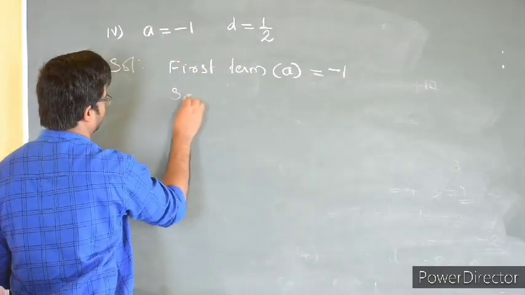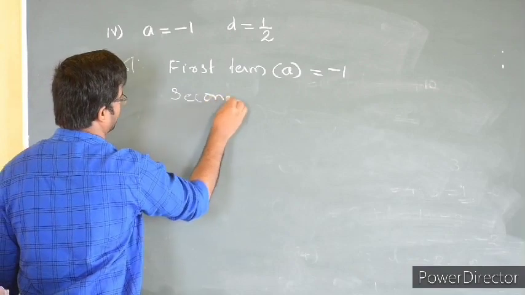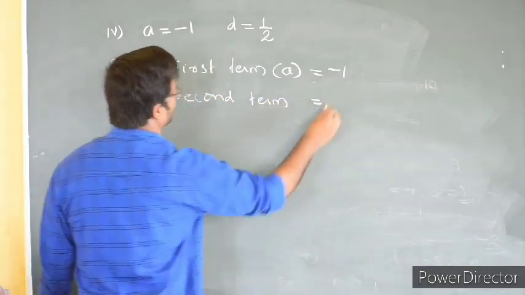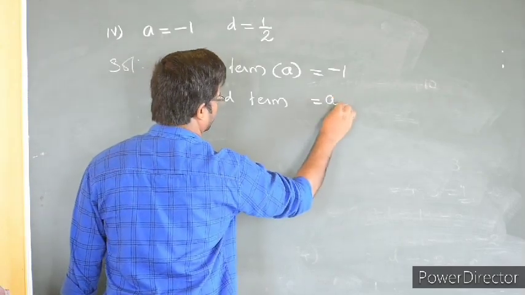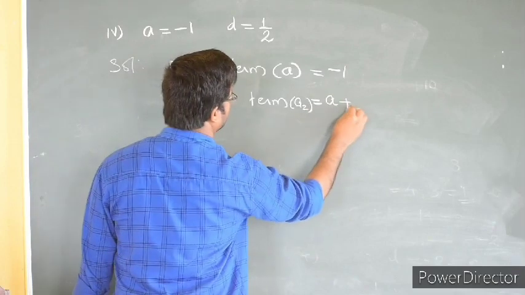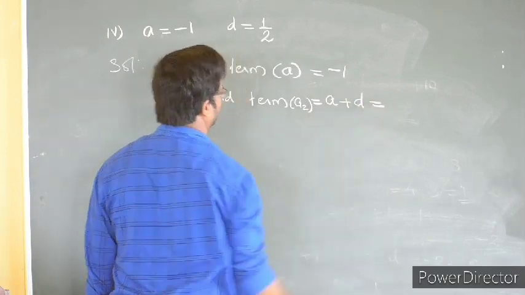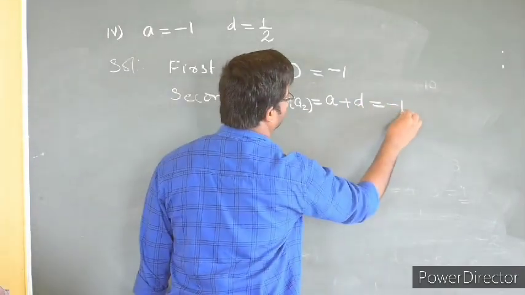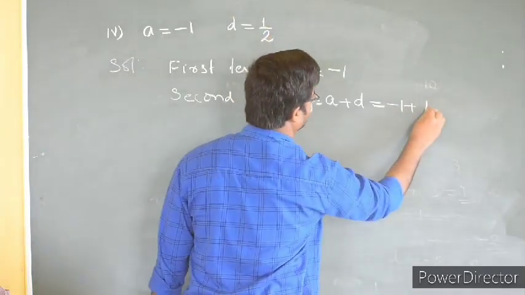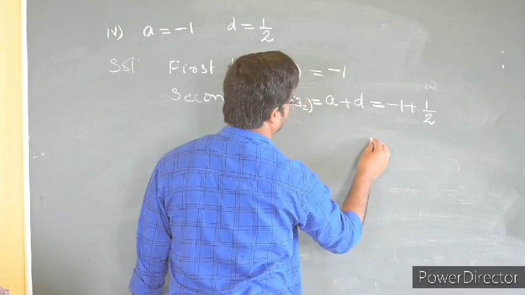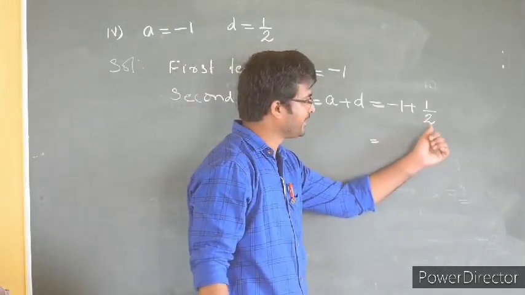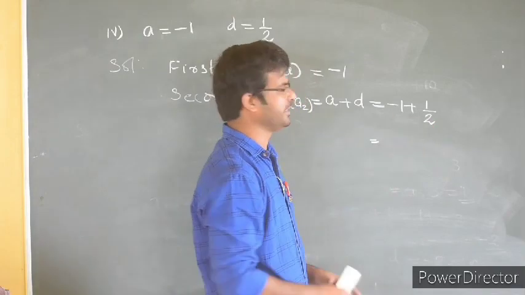Then second term, that is A2. Second term is A2, A plus D. A in here minus 1 plus D. Common difference is one fraction number, that is 1/2. Equal to minus 1 plus 1/2. You have to take in here the LCM. What is LCM? LCM is 2.